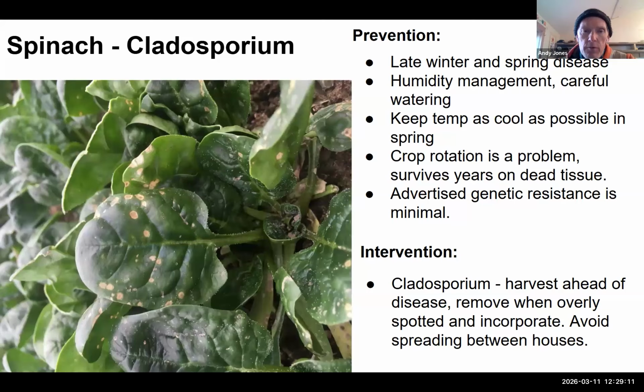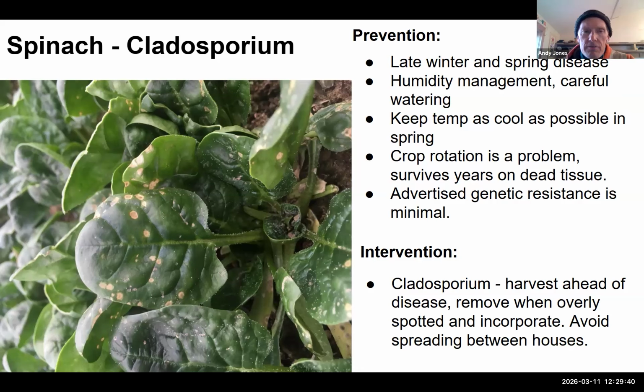Cladosporium is our other spinach problem. That starts to show up kind of now for us. We don't typically see it until we get into the late winter, early spring. Again, humidity management is really key, keeping the houses well vented, watering during sunny windows. It seems to help to keep it cooler. So once we get into a period where we can open those roll-up sides, that helps a bunch.